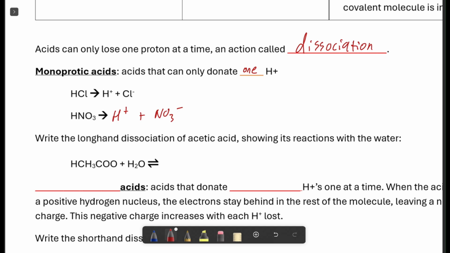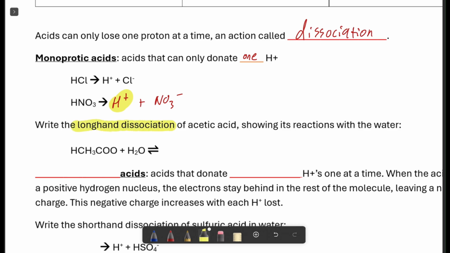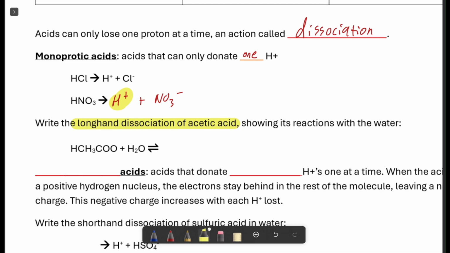Now, remember what I told you. Does this H plus really exist as just H plus? No. What does it exist as? Hydronium. It is a proton, but it attaches itself to a water molecule to be hydronium. So sometimes if I write a shorthand equation, I'm just going to say H plus. If I write a longhand equation, I'm trying to show you I'm involving hydronium. So let's write the longhand dissociation of acetic acid, showing its reactions with the water.